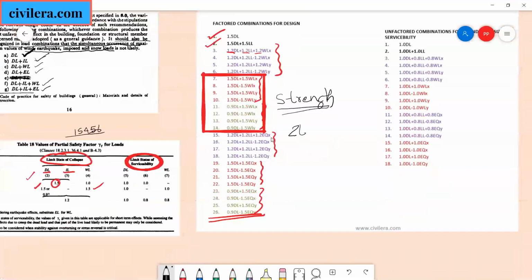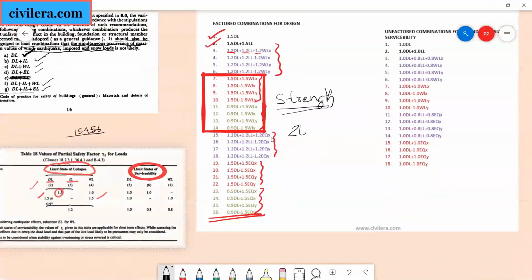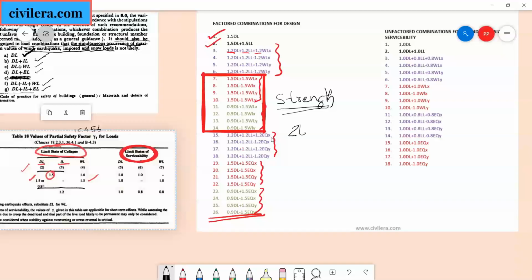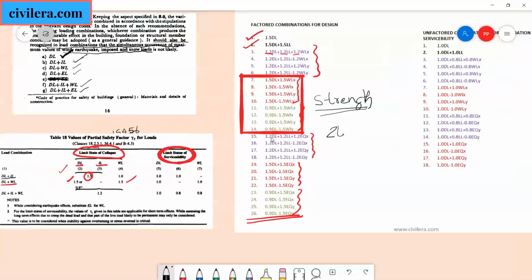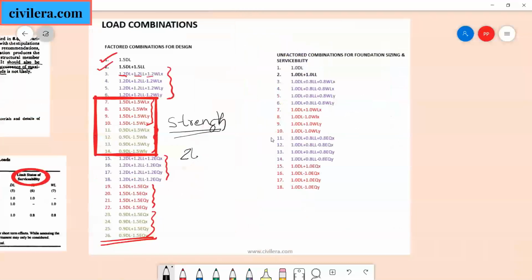Clear? Now, if you are checking serviceability, what do you mean by serviceability? The usability of the building. What comes under serviceability? All your deflections, your sway, your drift. So anything related to your serviceability aspects, which is not really creating an immediate failure, a concern in terms of failure, code suggests that you can use unfactored combinations.